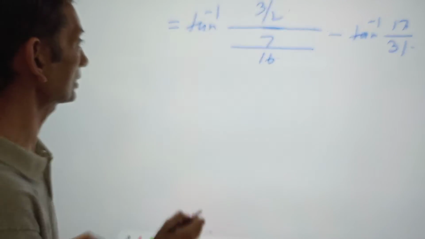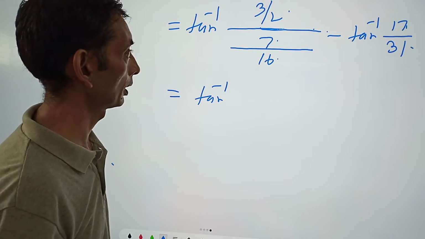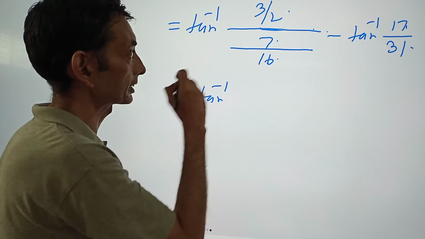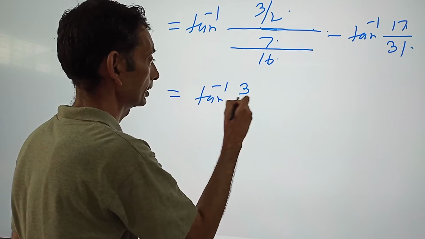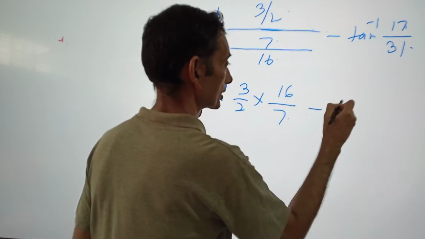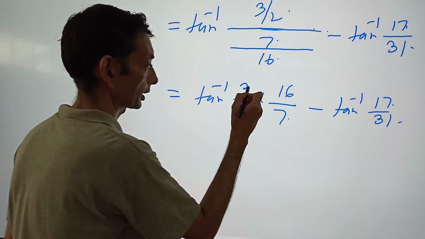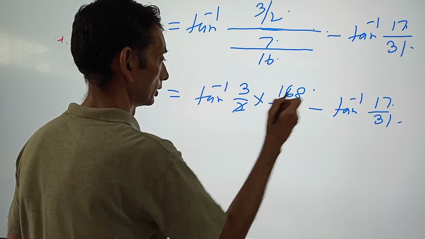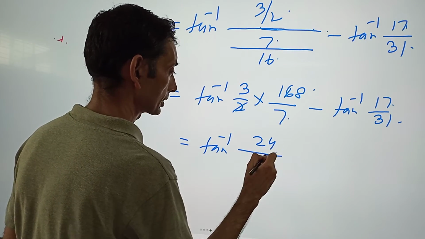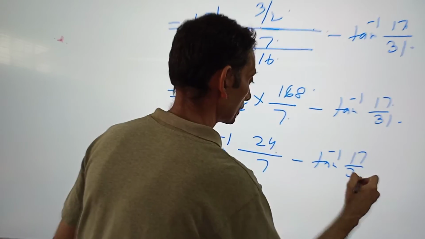Now we'll just simplify this. Tan inverse, you can cancel 16. So if you cancel 16, then this is 3 by 2, then 16 by 7 minus tan inverse 17 by 31. So you can cancel this 8. This gives us tan inverse 24 by 7 minus tan inverse 17 by 31.